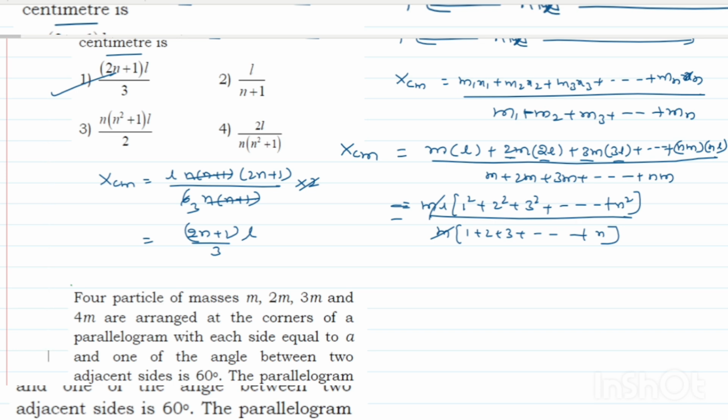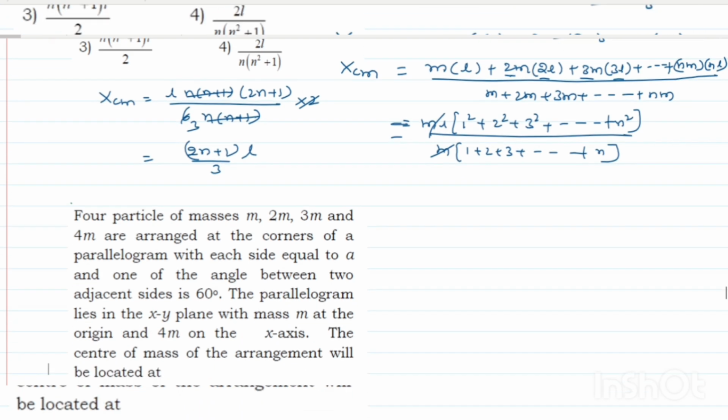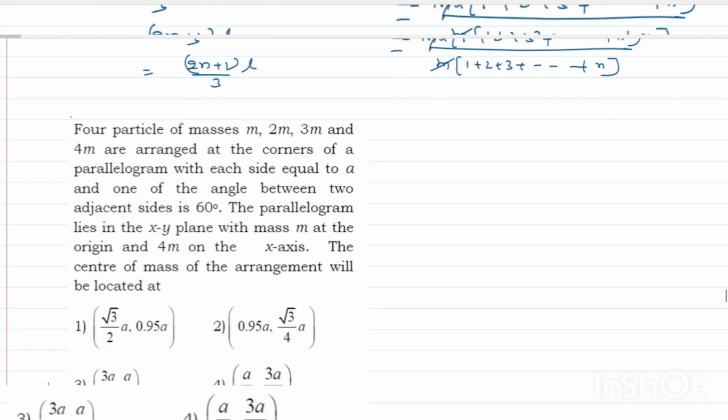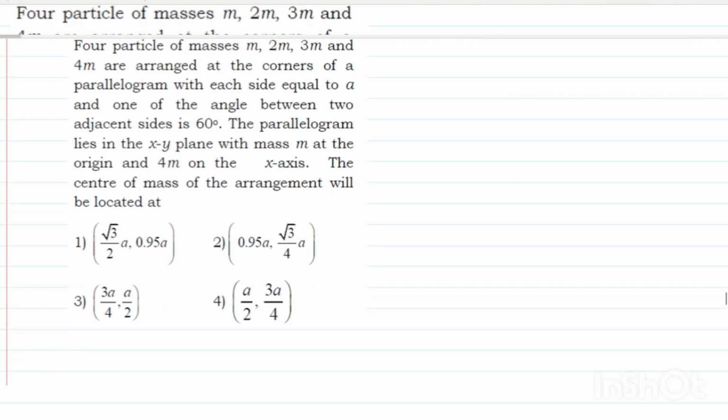Let us take the next question, students. Here 4 particles of masses m, 2m, 3m and 4m are arranged at the corners of a parallelogram with each side equal to a, and one of the angles between two adjacent sides is 60 degrees. Now the parallelogram is lying in the xy plane with mass m at the origin and 4m on the x-axis. The center of mass of the arrangement will be located at.